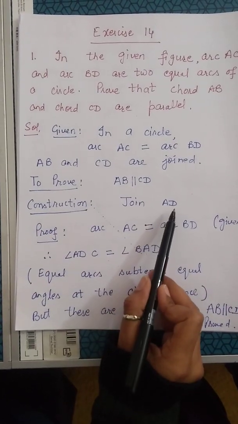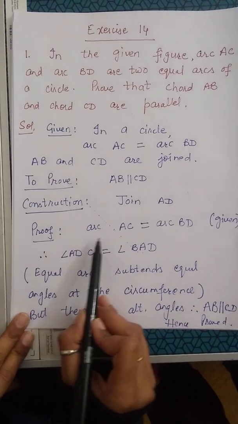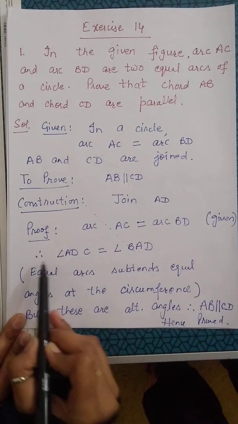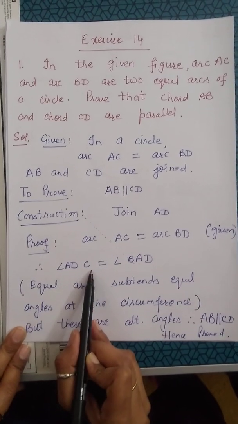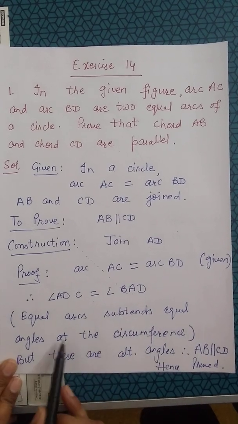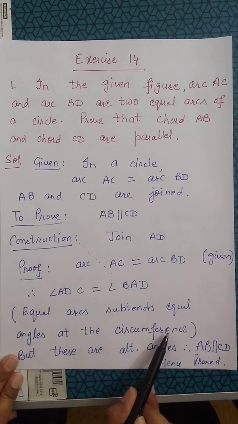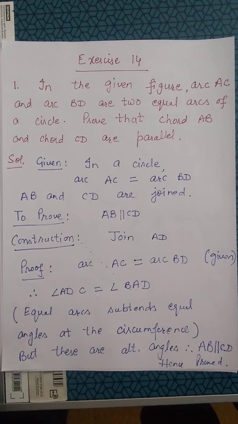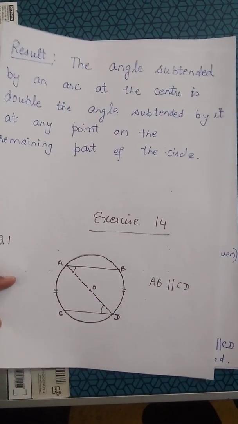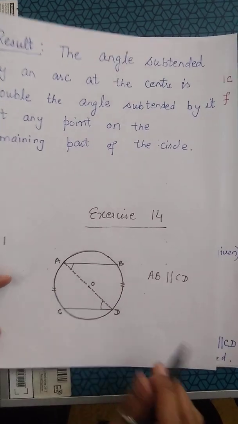Construction: I will be joining AD. Now the proof is, because arc AC is equal to arc BD, this is given. Therefore, angle ADC will be equal to angle BAD, since equal arcs subtend equal angles at the circumference. But these are forming alternate interior angles. Therefore, we can say AB is parallel to CD.